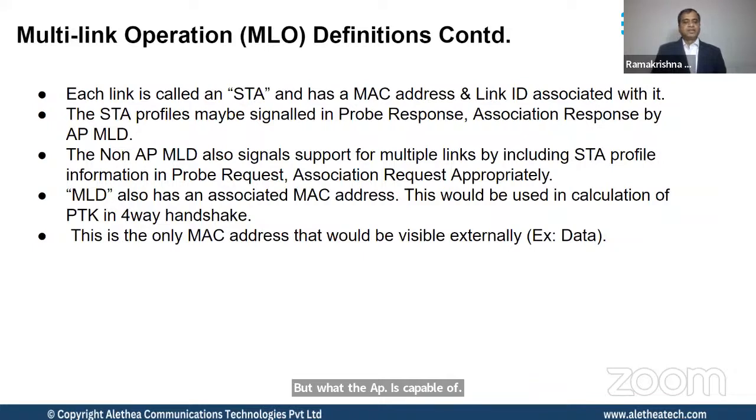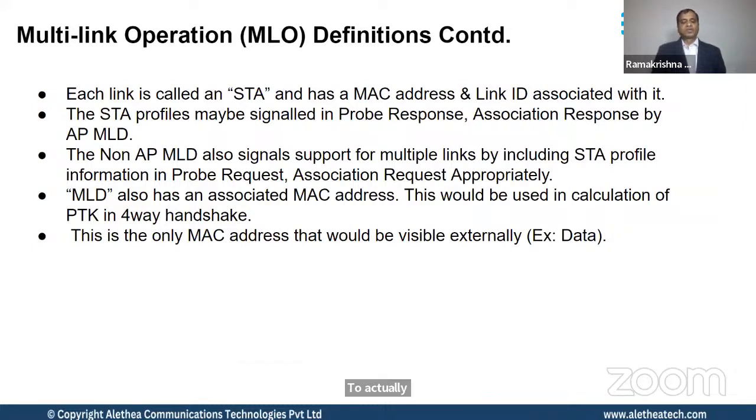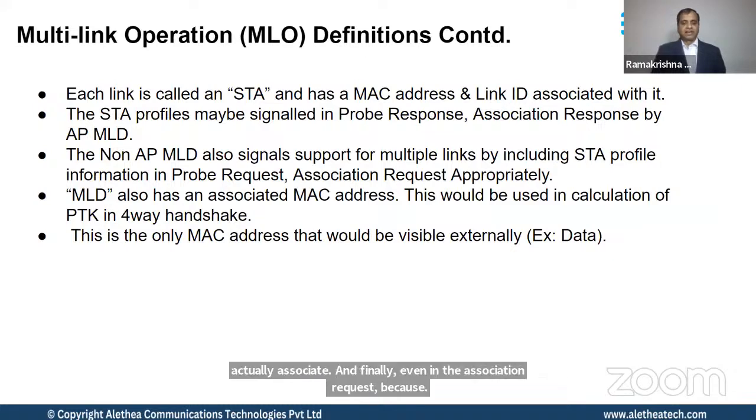Okay. The non-AP MLD, needless to say, would also indicate that it supports MLO, or multiple links, in the probe request, which is a message that it has to send out to associate. And finally, even in the association request, because the association request contains all the capabilities in the correct form.